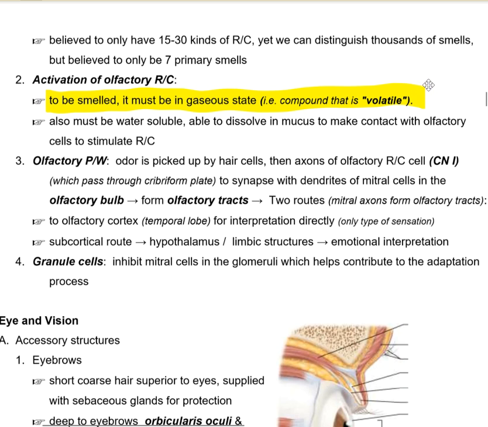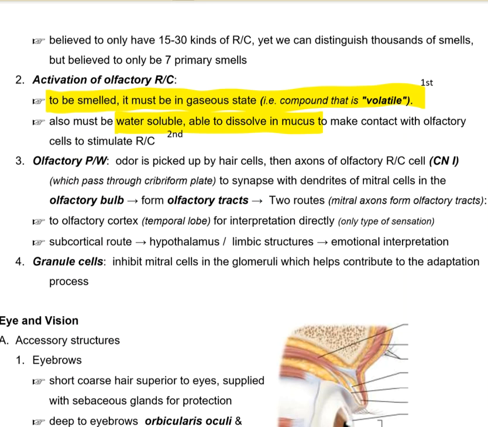Okay, and that's what I'm going to write here. So we say first, they have to be in a gaseous state. But then they also must be water soluble because they have to dissolve in the mucus to make contact with the olfactory cells to stimulate the receptors. Okay, so notice that taste has to be water soluble as well. It does not have to be volatile first.